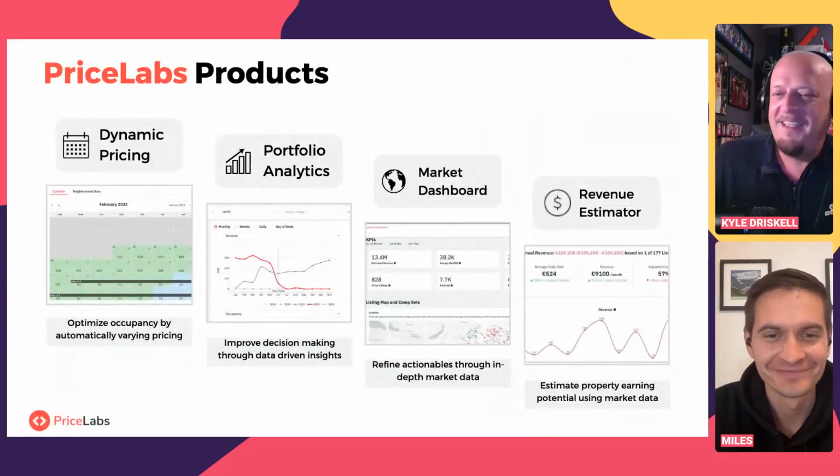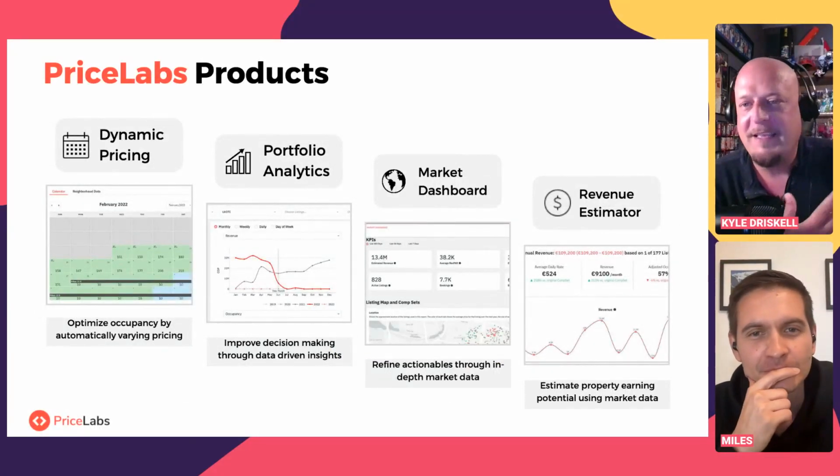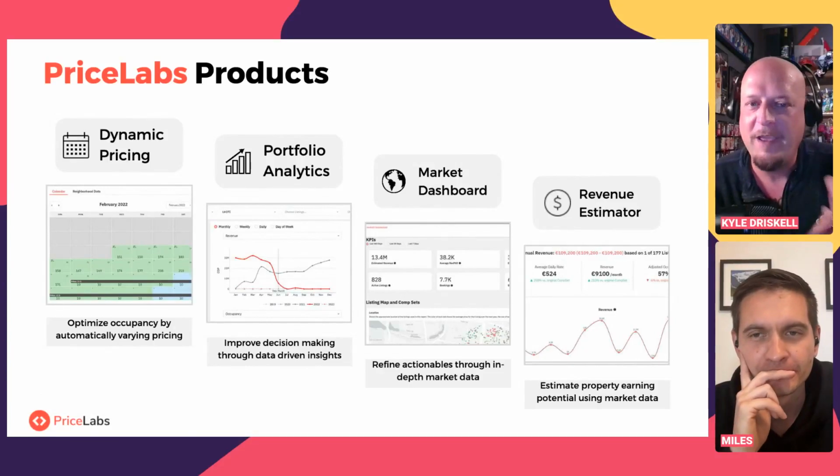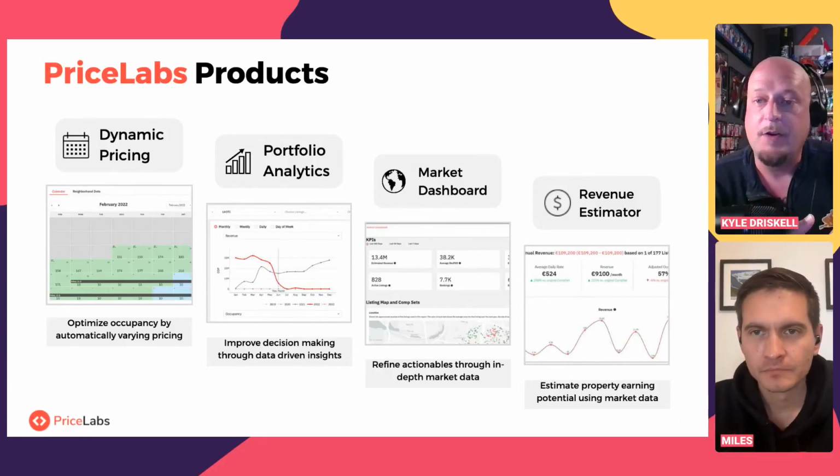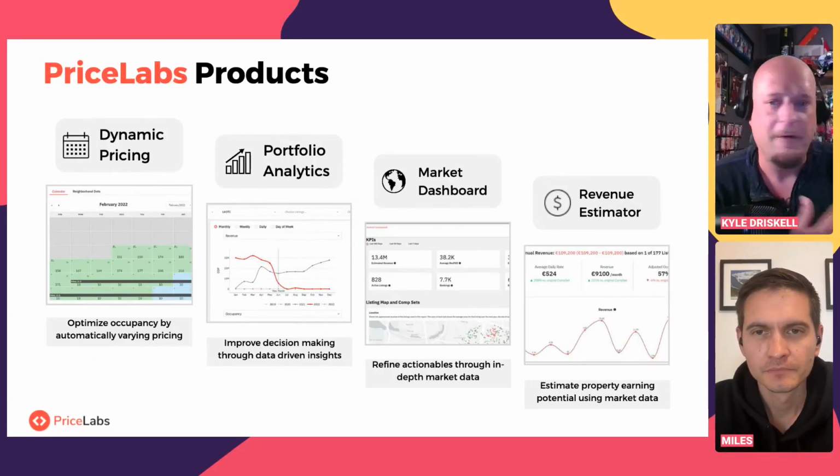Now, what does PriceLabs offer? Again, we've mainly focused on dynamic pricing, but we are also a full data provider. So if you want to look at your own portfolio and how it performs, we've got a tool for that.